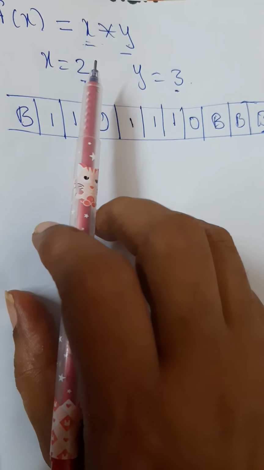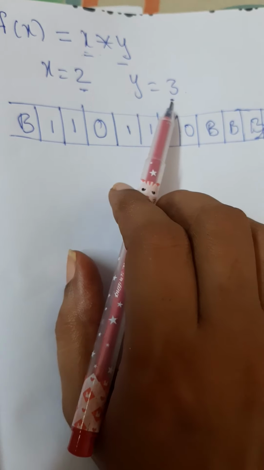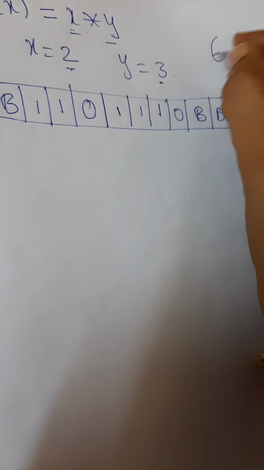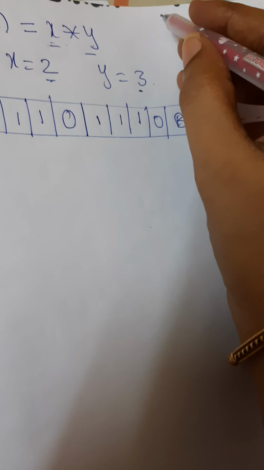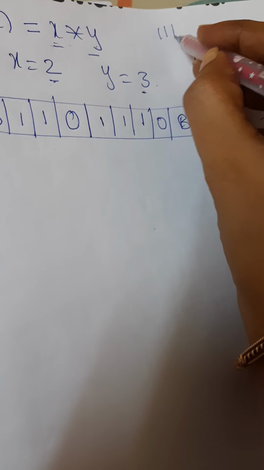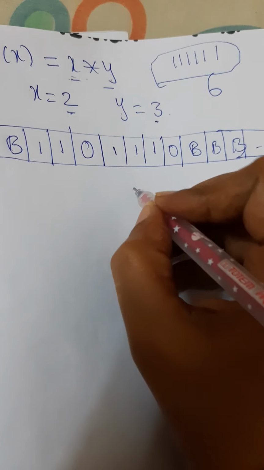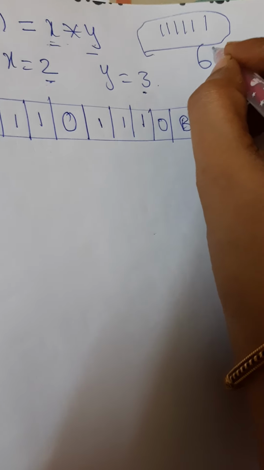Now what we have to do is 2 into 3. So 2 into 3, the final output should be 6. That means in the input tape we have to get 6 consecutive ones. This should be our output. And multiplication is nothing but repeated addition. So let us apply the same concept here.